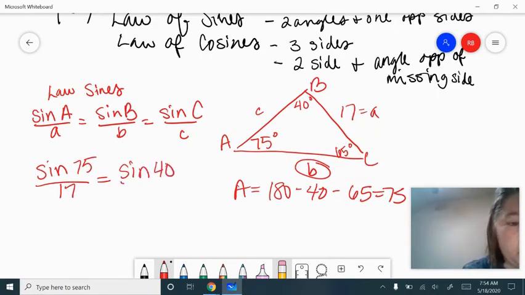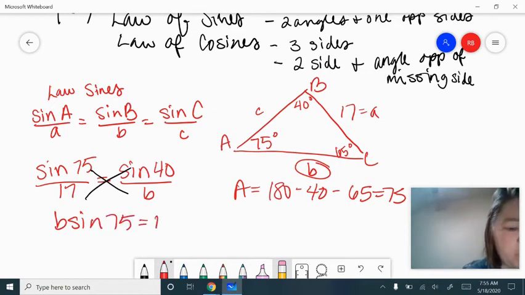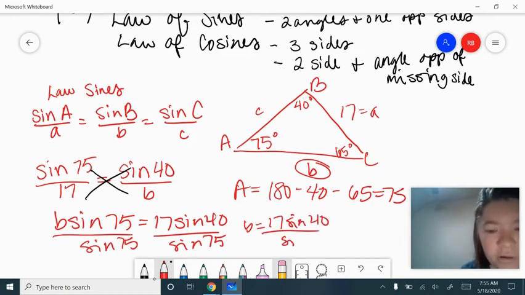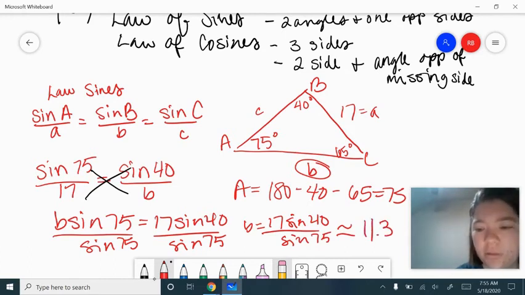which is 40, divided by lowercase b. So we're going to cross multiply. So we have b sine of 75 equals 17 sine of 40. And when you get b by itself, we divide by sine of 75. So b equals 17 sine of 40 divided by sine of 75. And anytime you're getting a side, remember that you're going to approximate to the nearest tenth. So we approximately get 11.3.